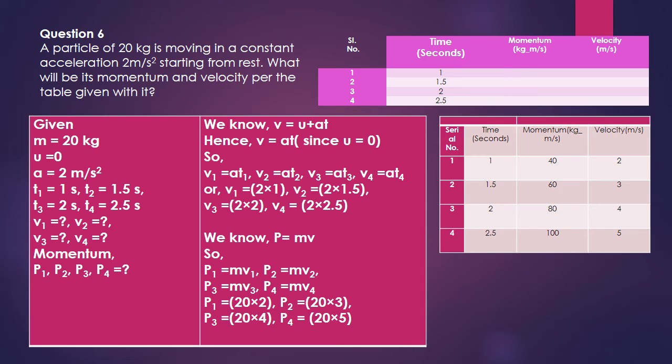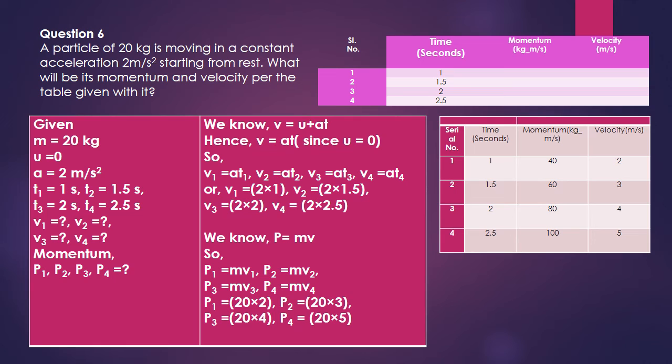But before that, let me read out the sixth and the last question for today. A particle of 20 kg is moving with a constant acceleration of 2 meter per second square, starting from rest. What will be its momentum and velocity according to the table given next to it?